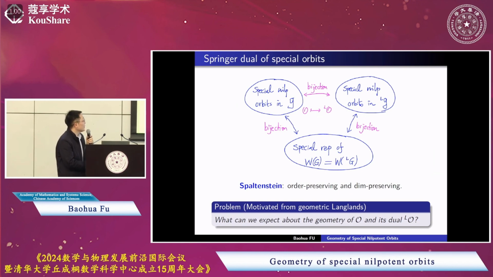And Spaltenstein showed this is order preserving and also dimension preserving. So the motivation from geometric Langlands is: what can we say about this orbit and its dual? What's the geometry between these two orbits? Because they have the same dimension, and they are also symmetric.